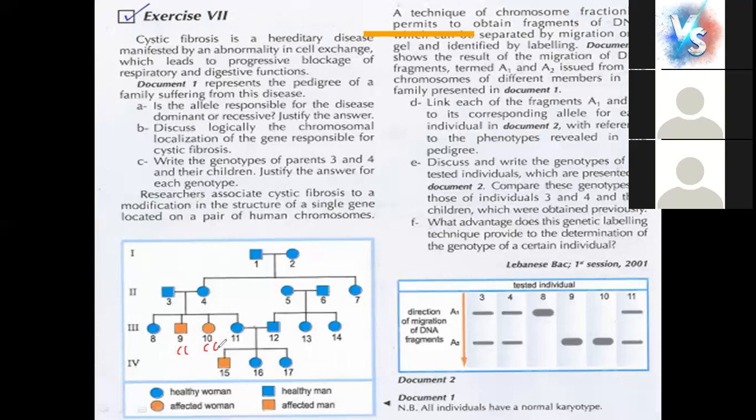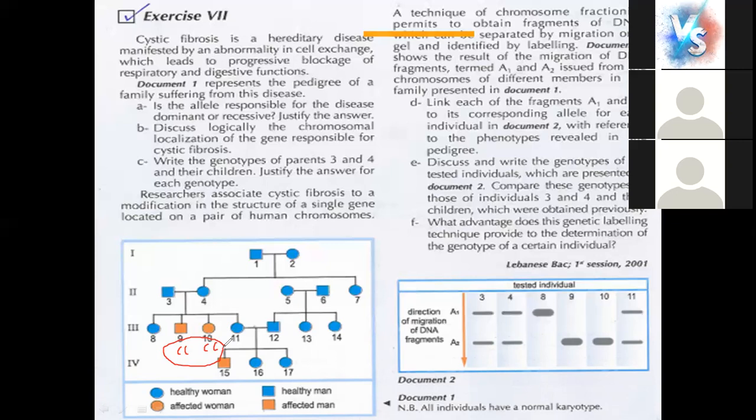Why, Hassan? Since the affected allele is recessive, and they are affected, it should be expressed in homozygous. So the genotype should be CC for both of them. Here you can work 9 and 10 together in order to save time. You can say 9 and 10 are CC. Why? Because the allele of the disease is recessive and it should be expressed in the case of homozygous.